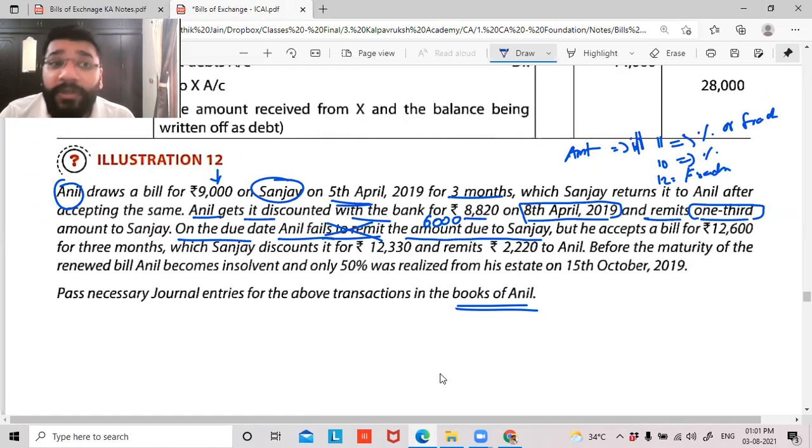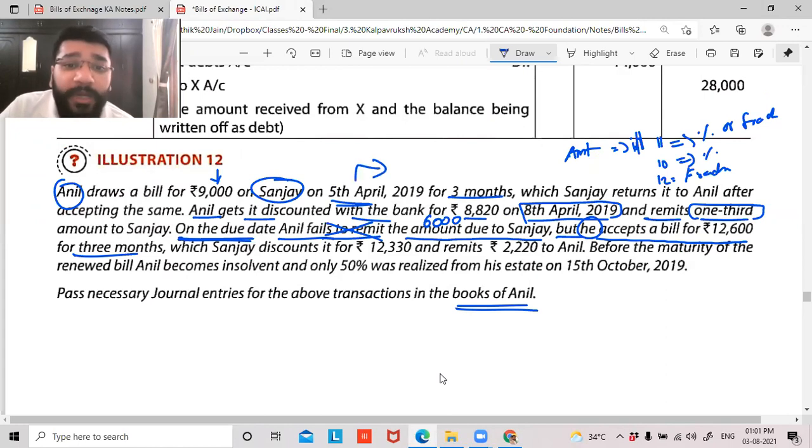Therefore, what did Sanjay do? Sanjay drew a bill, to which Anil accepted. But Anil accepts a bill for 12,600 for a 3 months period. When? On the due date. On the due date, the bill is drawn.